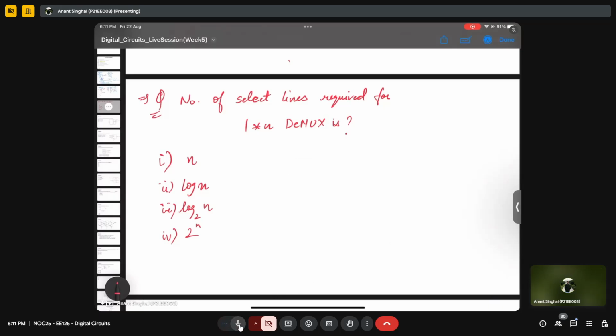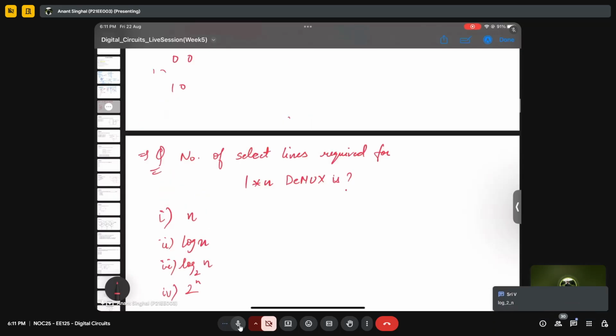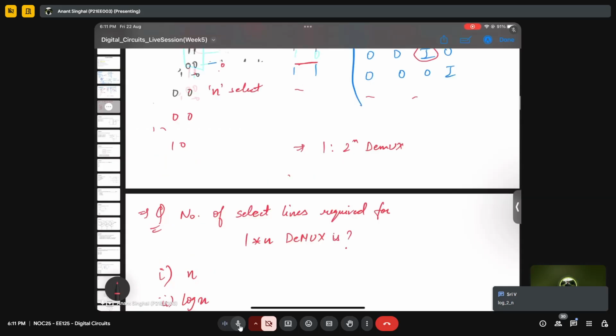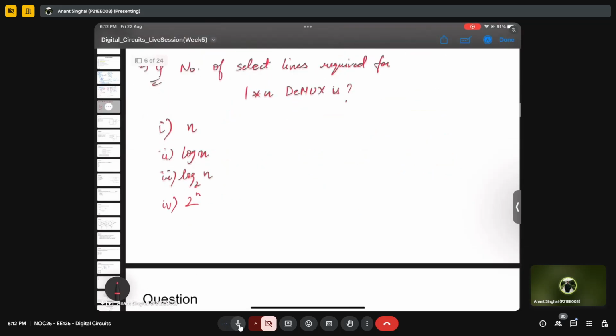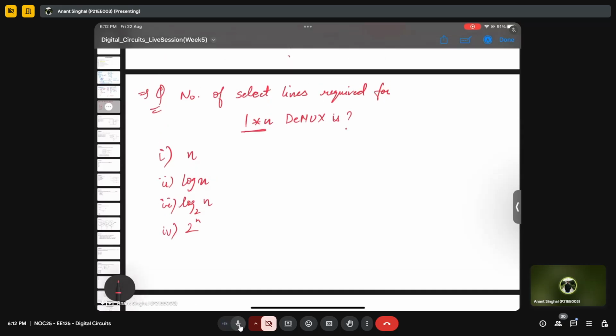Please read the question carefully. It says 1 cross n demux. In general, as I've told you, it is a 1 cross 2 raised to n demux, which has 2 raised to n outputs. Now those outputs are converted to n outputs. So please give your answer accordingly.